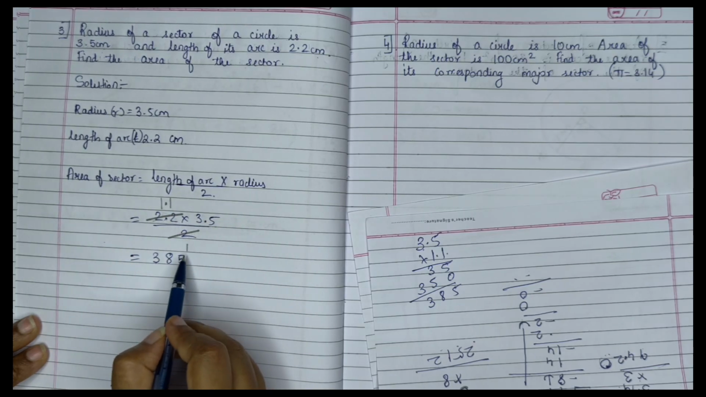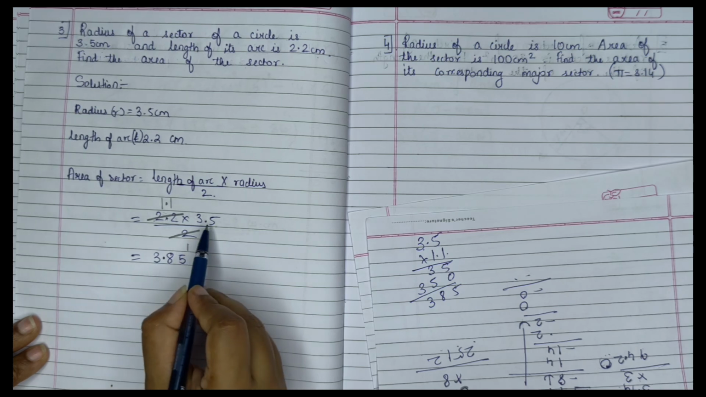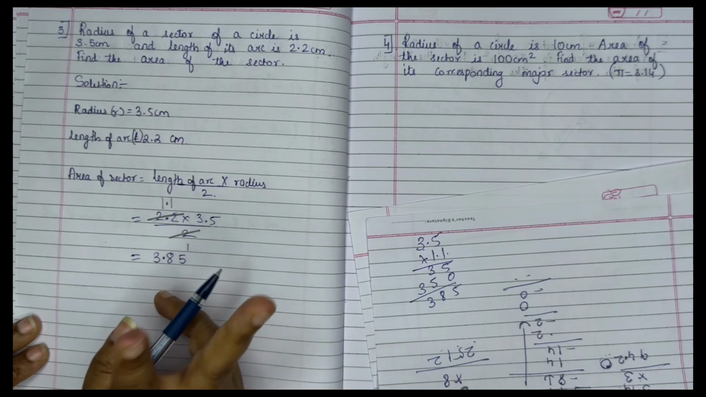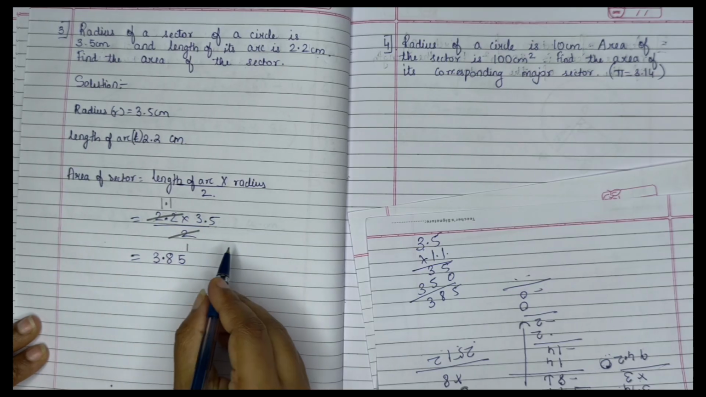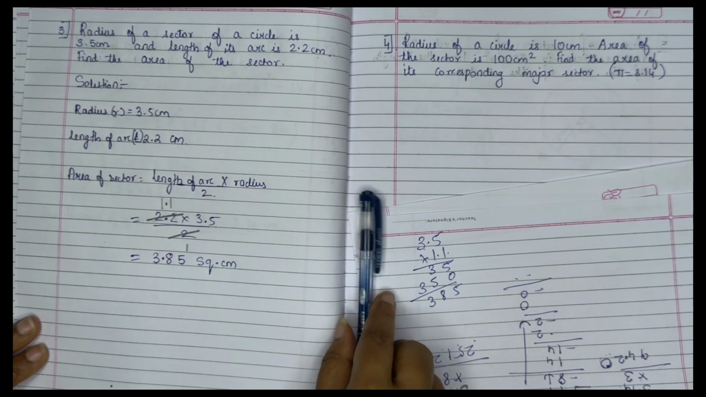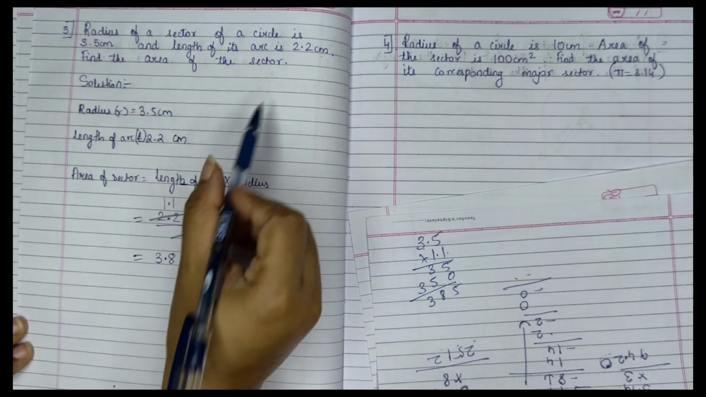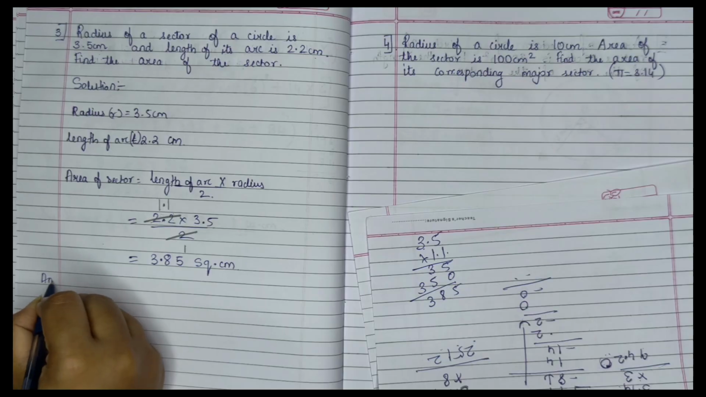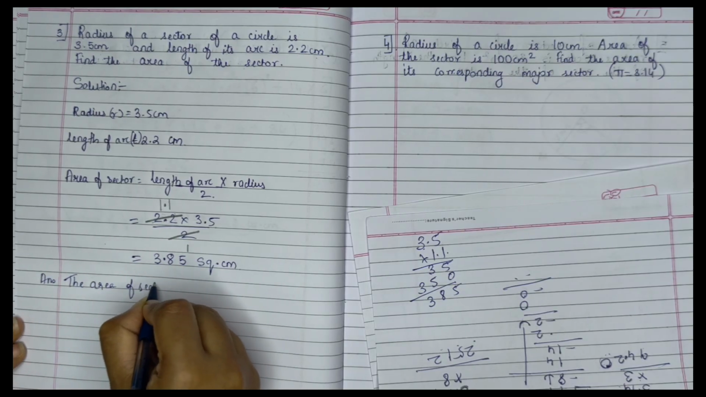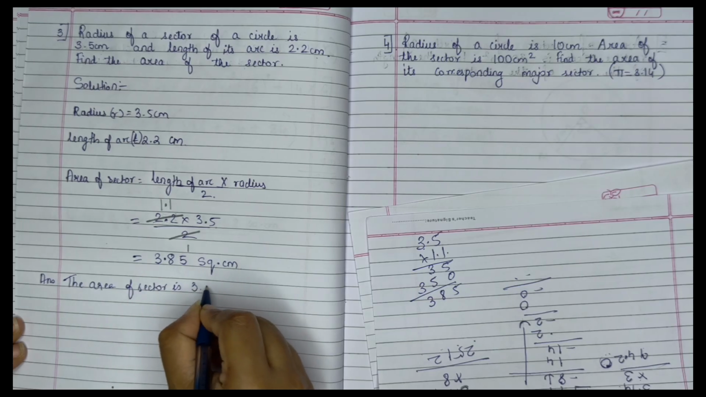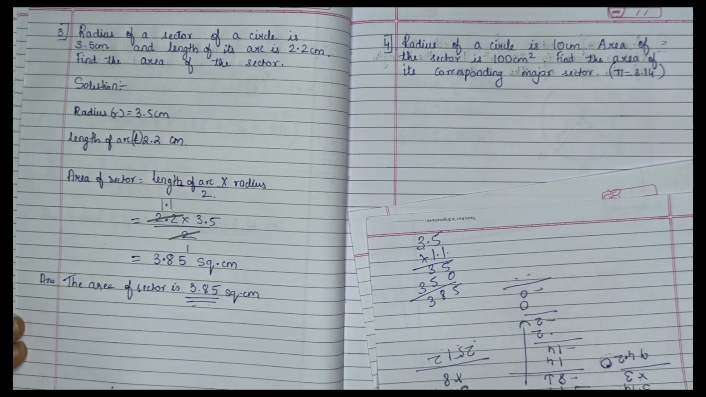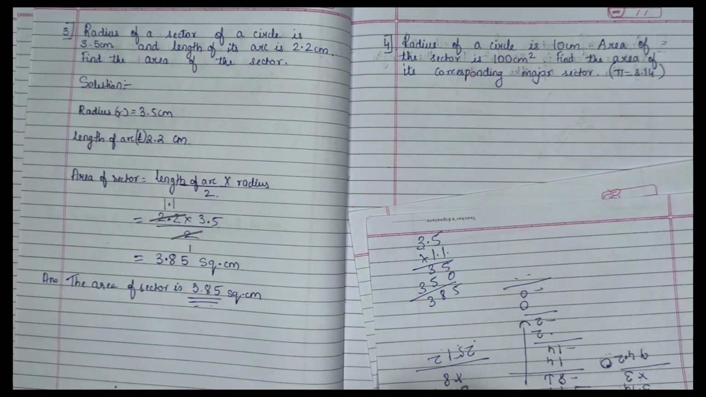So after two numbers, that is after 2 digits, you are going to put the point, because the point is after one number over here, and again after one number the point is over here. Area of sector, it is area, so we will write square centimeters. So what was the question? Find the area of sector. The area of sector is 3.85 square centimeters. Okay, understood the third sum.